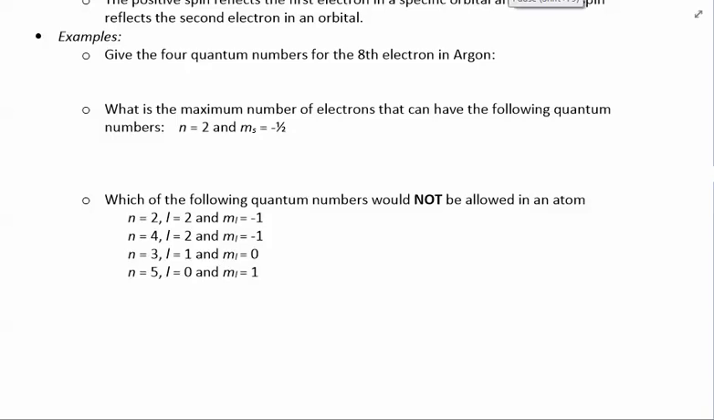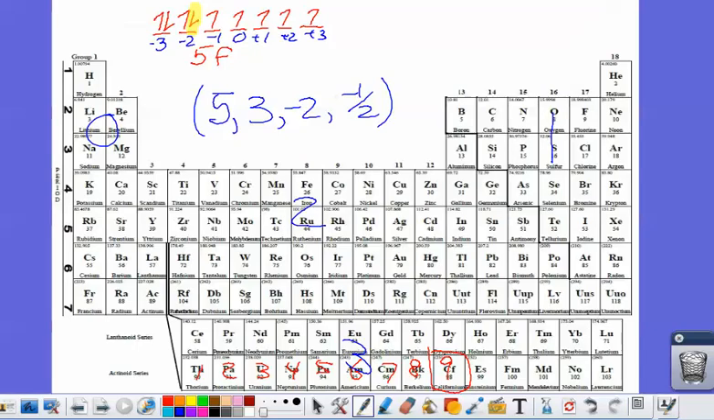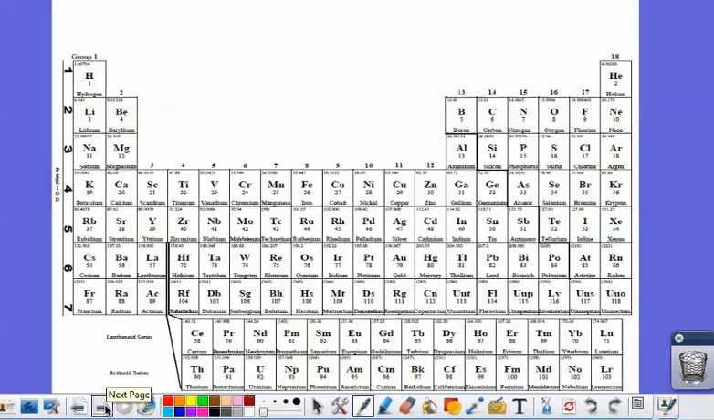We're going to continue talking about types of quantum number problems. So in number 2, it's asking what is the maximum number of electrons that can have the following set of quantum numbers: an n equal to 2 and an ms, which is the spin, equal to negative 1/2. Any quantum number problem, I like to take a look at my periodic table. So let me bring up my periodic table. So we want an n equal to 2 and a spin, so an m sub s, equal to negative 1/2.